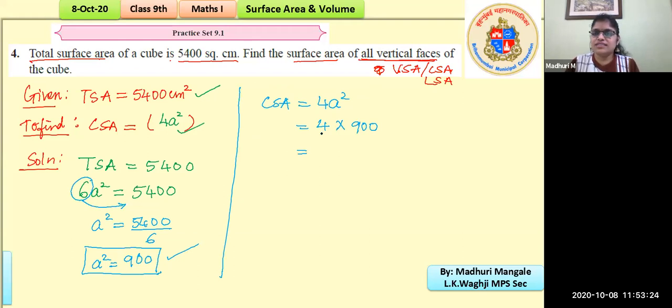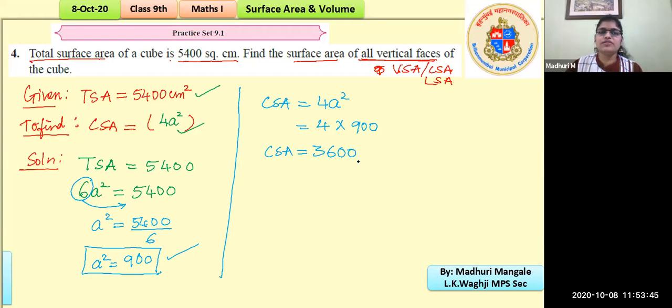And now see, simple multiplication, right? No need to find a. Again, if you were to find a, you would need to find the square root and all that. So simply substitute it and solve now. So what is 4 times 9? That is 36, and those two zeros, that gives us the curved surface area.